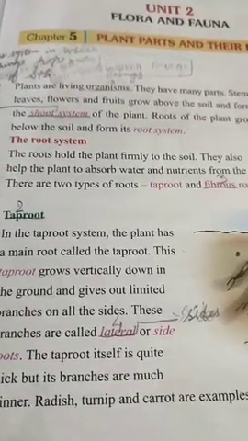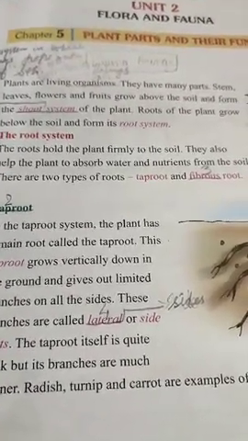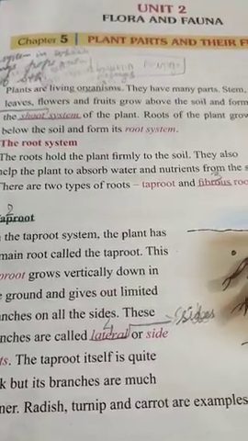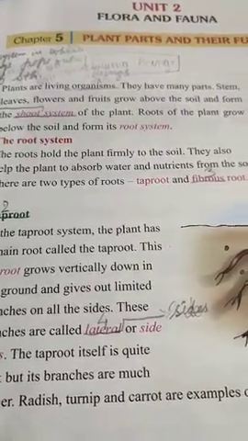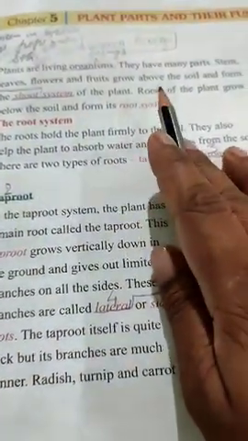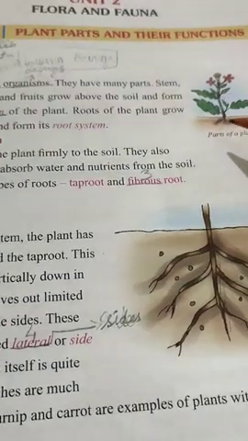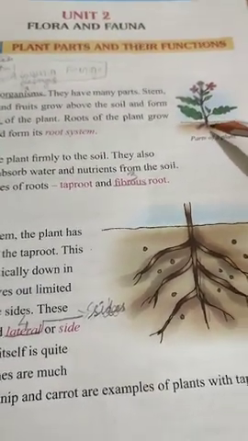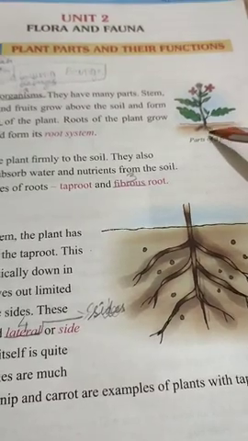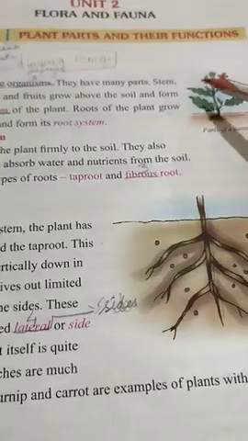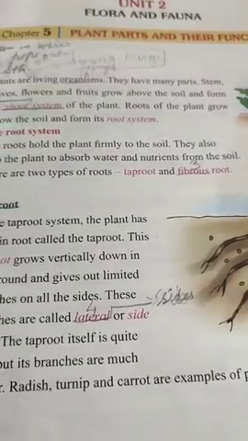Student, today we will do exercise and question answer of chapter 5, plant parts and their function. See, dear student, this is a plant. Plant parts are broadly classified into two types. The part which is present under the ground is the root system, and the part of the plant which is present above the ground is the shoot system.